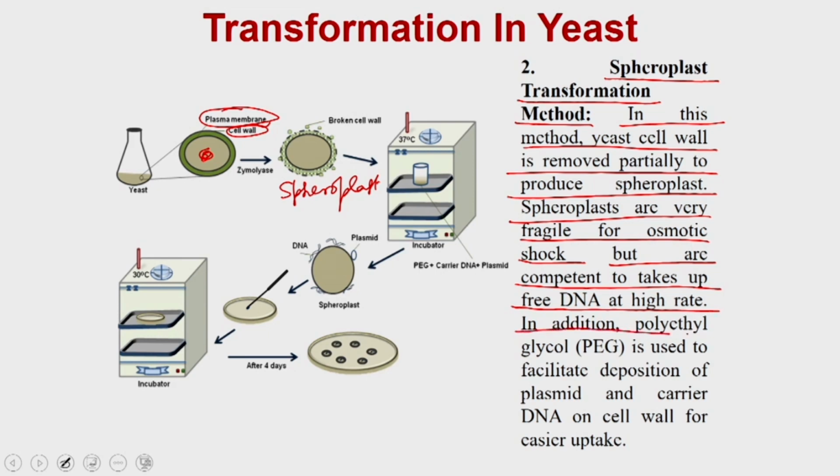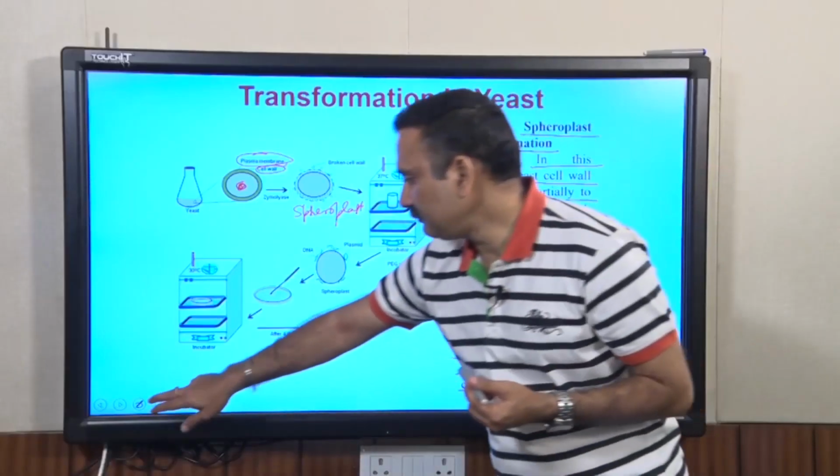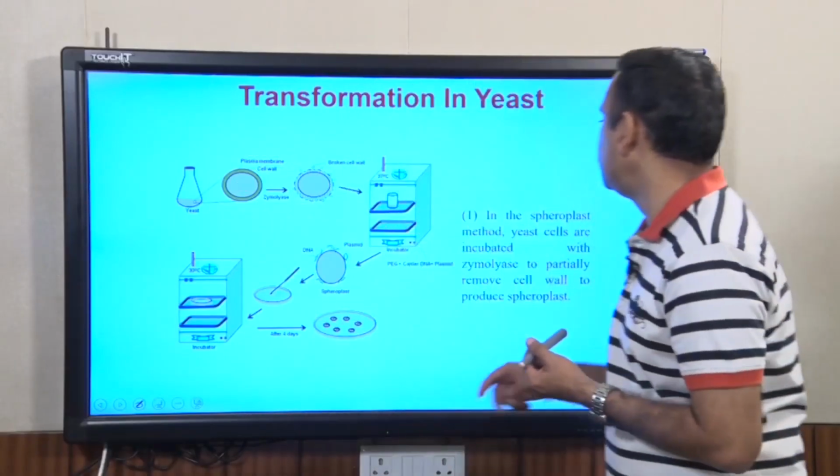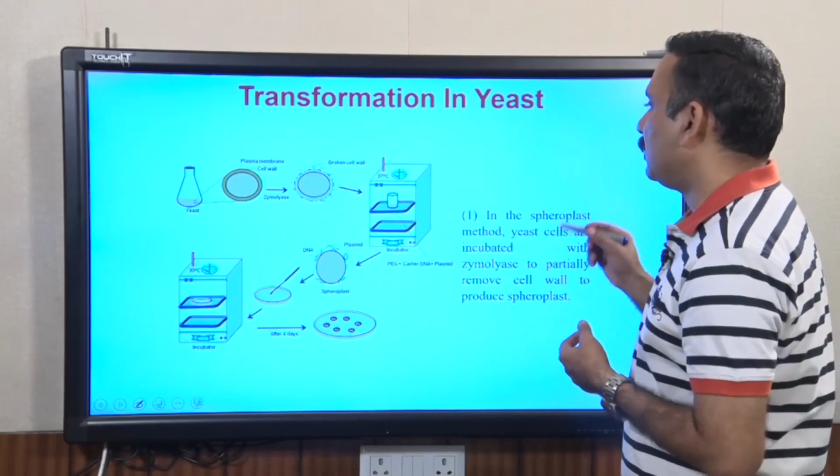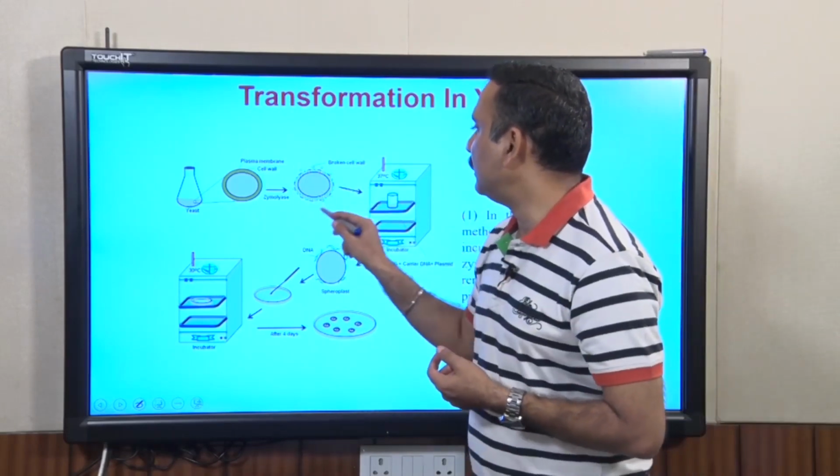In addition, you are also adding polyethylene glycol. Polyethylene glycol is a substance which facilitates the entry of DNA as well as the carrier into the cell, and it allows easier uptake of these products. So, how do we do these transformations? In the first step, you are going to produce the spheroplasts.